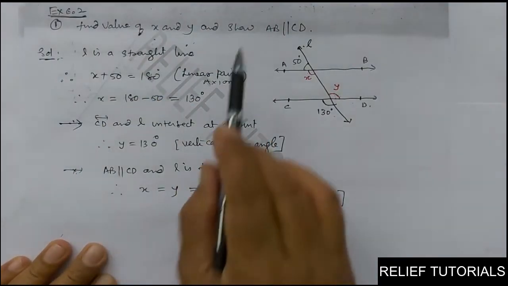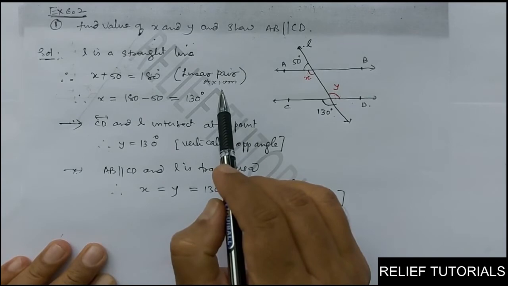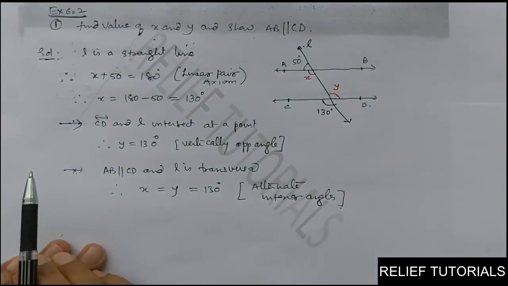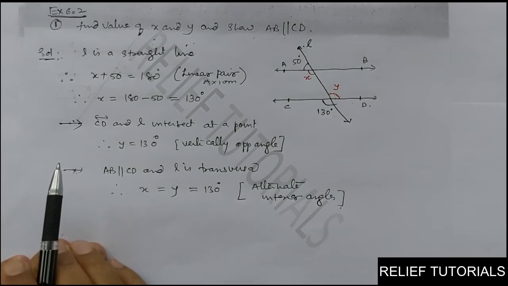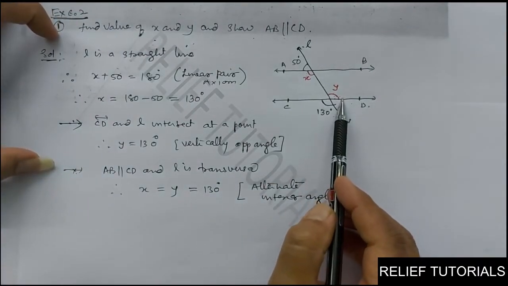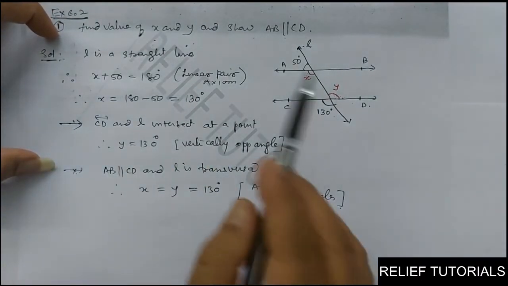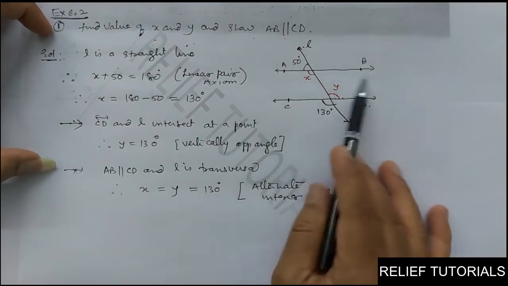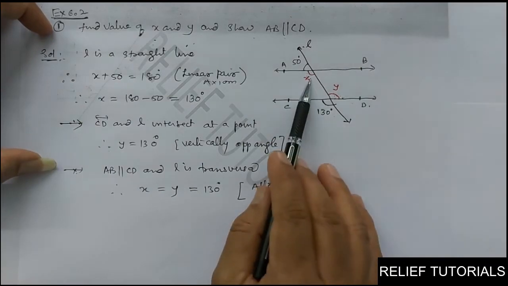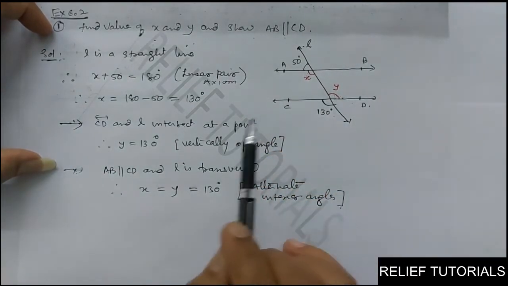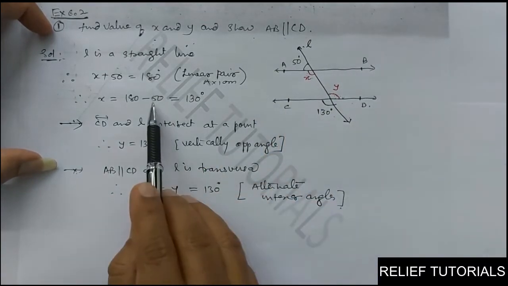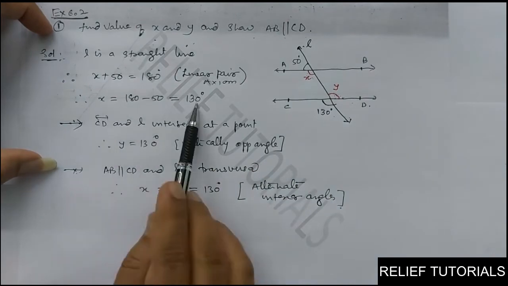And also you have to show that AB is parallel to CD. Clear? So here X and Y both are equal. First of all I will start from the beginning. Here it is given that AB and CD are not given as parallel, and line L is given. You have to find the value of X and Y, and you have to prove that AB is parallel to CD. So we have seen that L is a straight line, so these two are linear pairs, so their total is 180 degrees. So we got X is equal to 130.